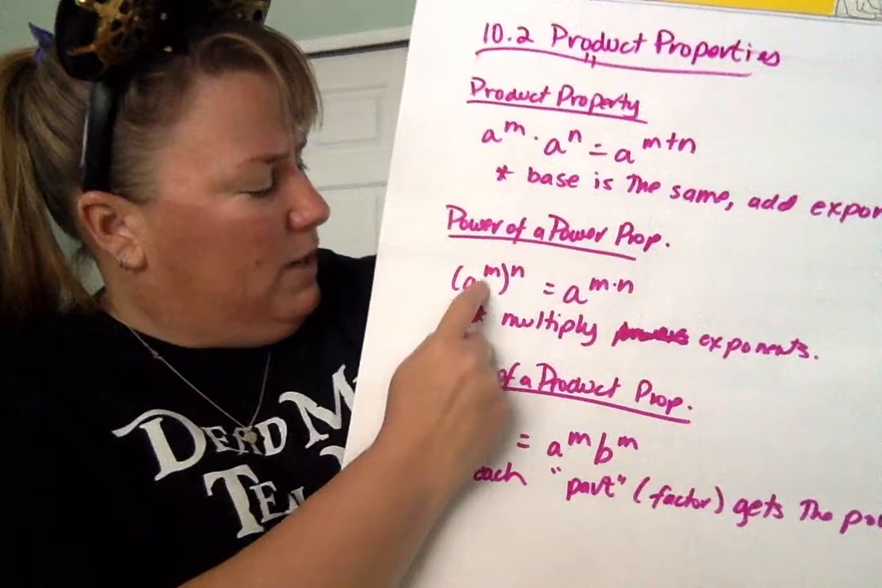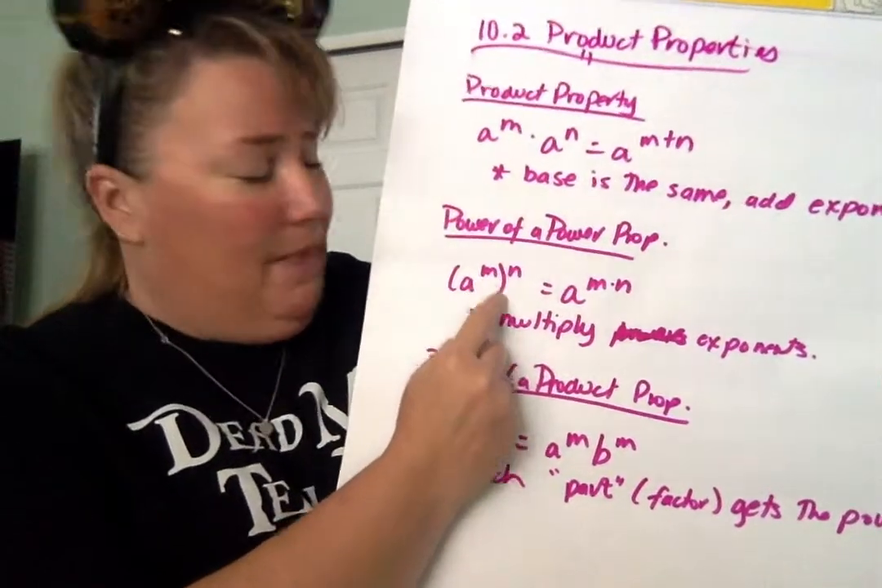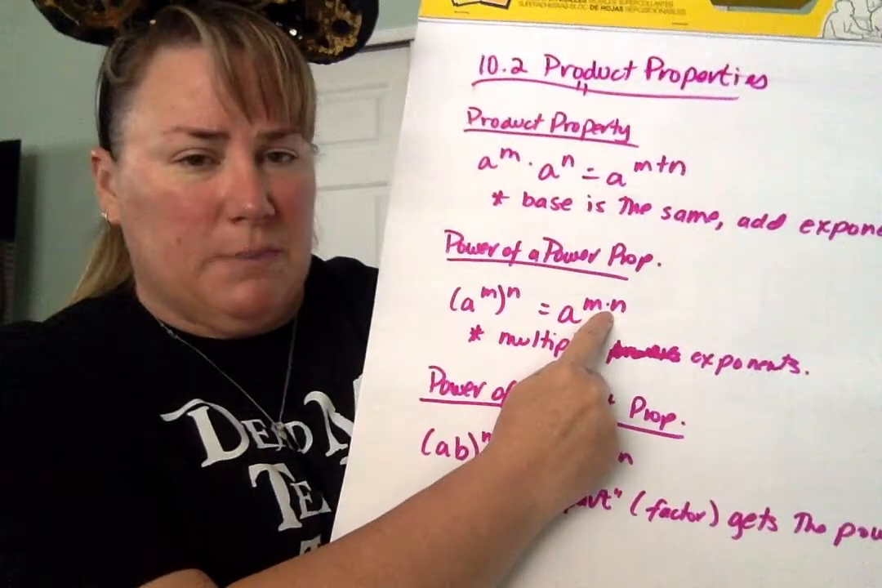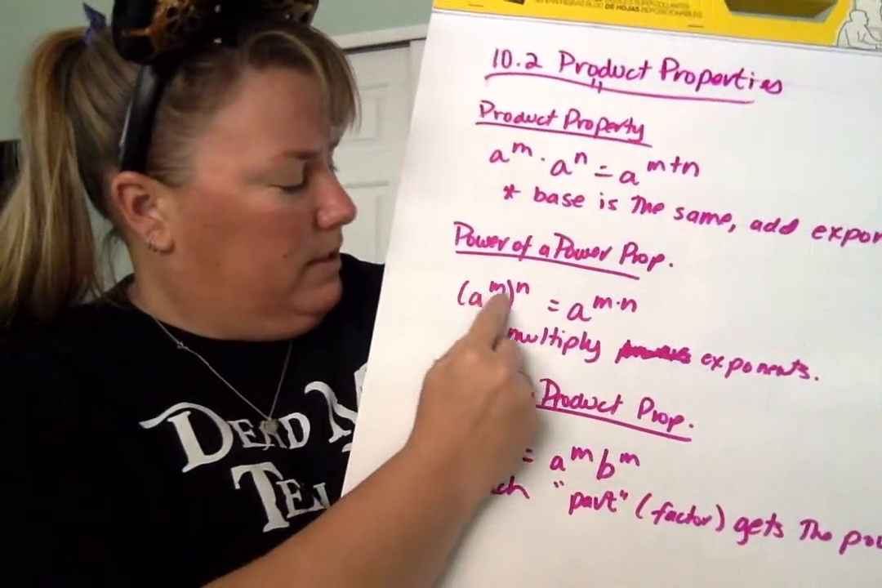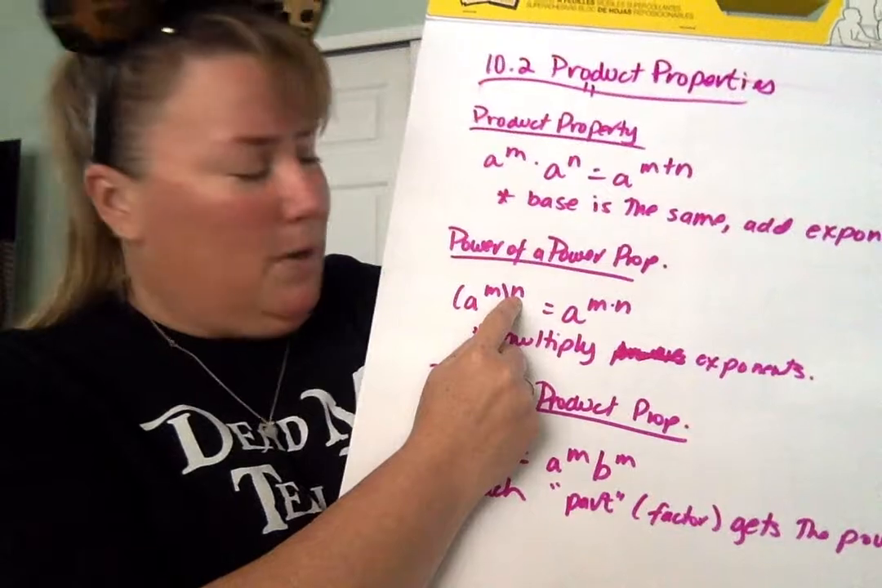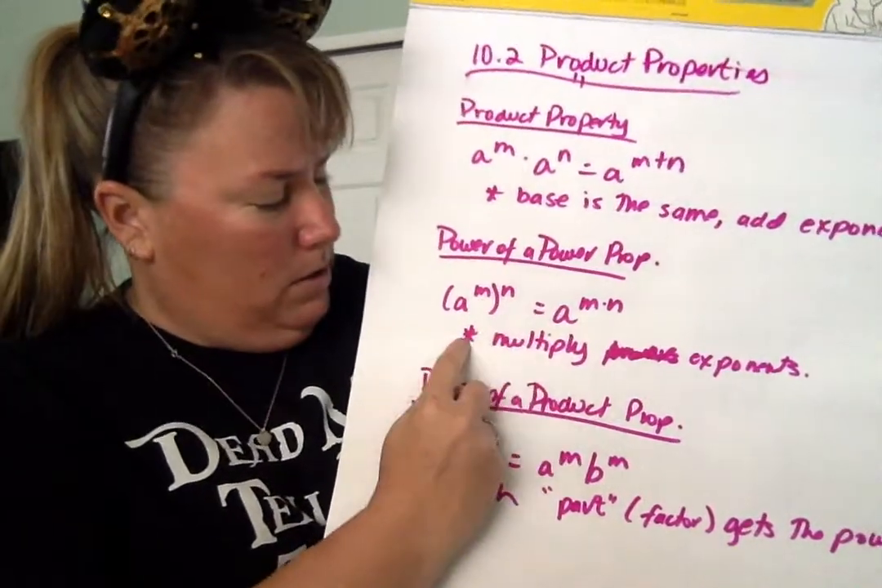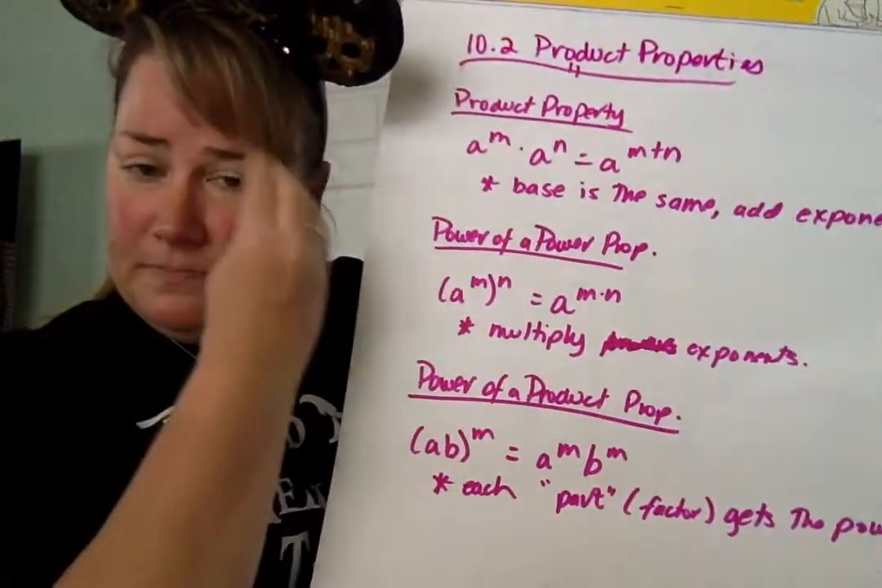Next, we have power of a power property. And what that means is if you have some power, a to the m, and then you're going to raise that to a power, then what you're going to do is you're going to multiply your exponents. So this quantity has a power and it's being raised to a power. That's why it's called power of a power. So this is the power of a power. And you multiply your exponents.